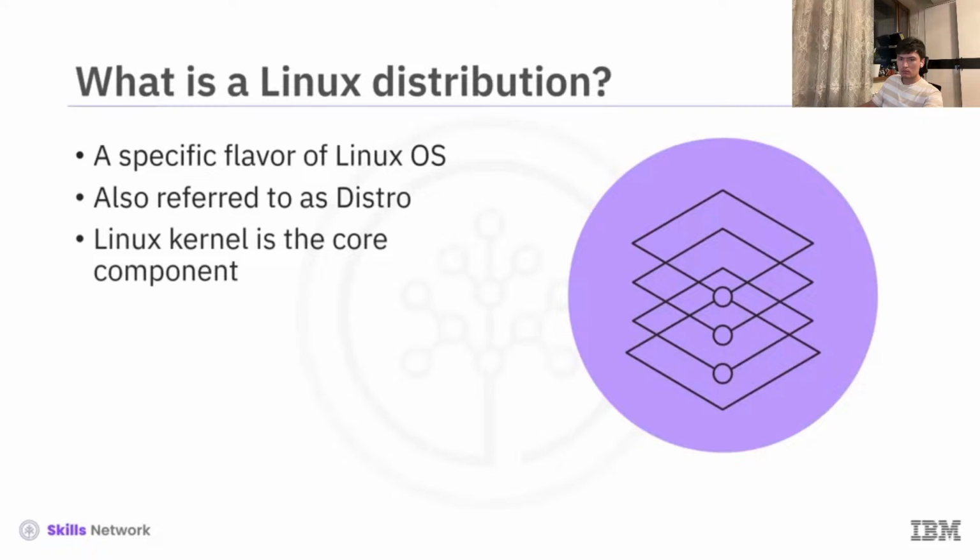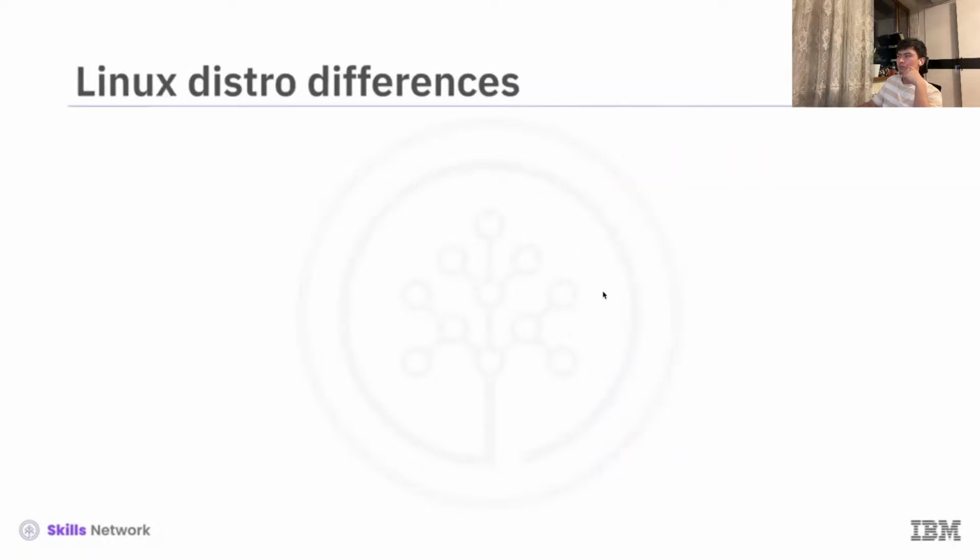All Linux distributions must use the Linux kernel. This is the core component of the Linux operating system that enables the system to properly use the computer's hardware. And today, there are hundreds of Linux distros, each tailored for a specific audience or task. Okay, so what differentiates Linux distros from each other?